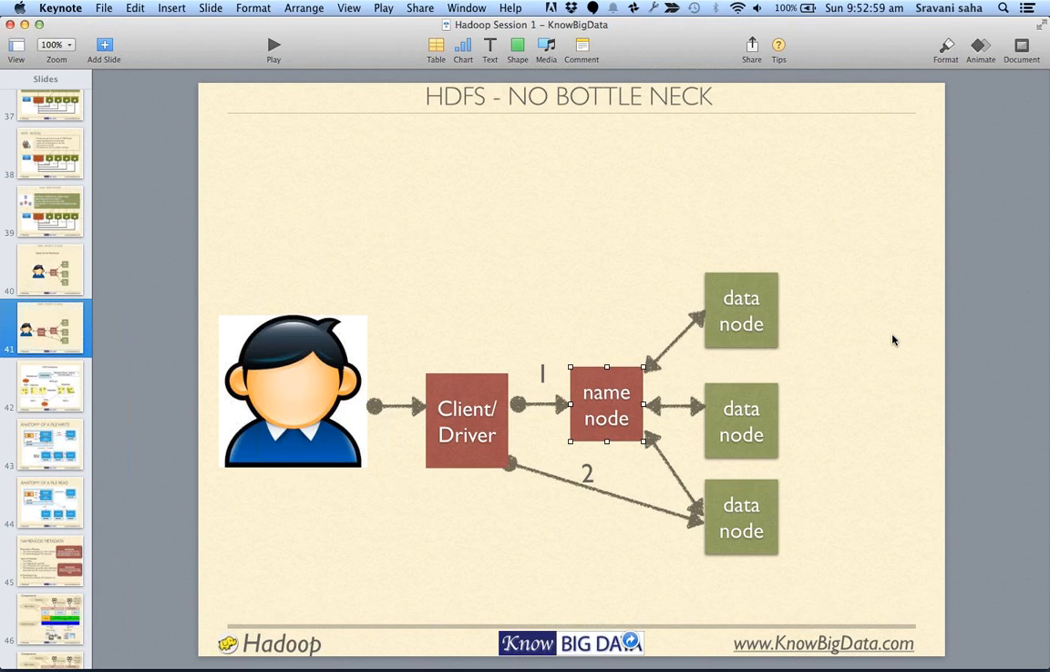The reason behind having a single name node is for consistency. The file system is designed to be heavily consistent, as in all the users see exactly the same data. They don't see different data at the same time.